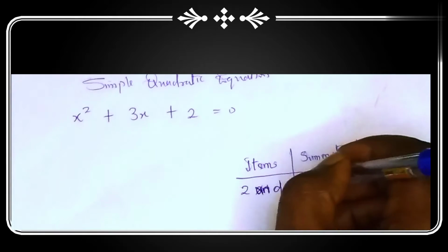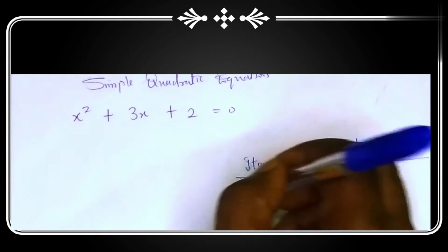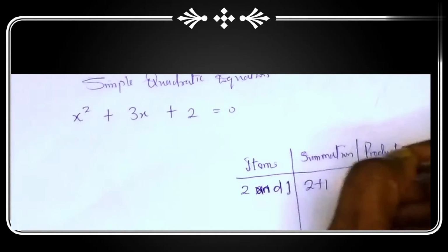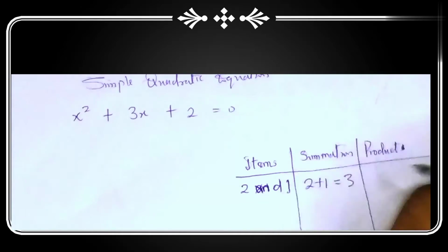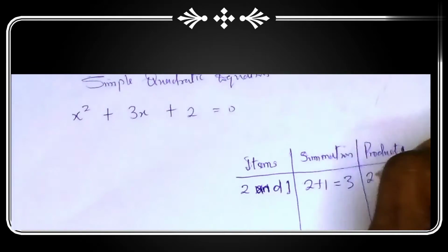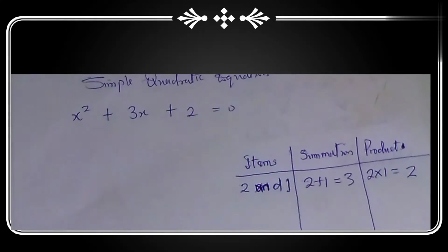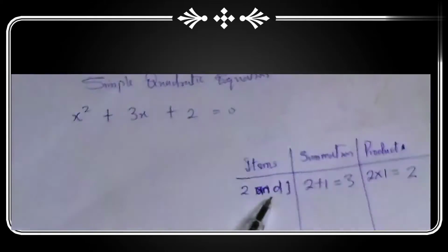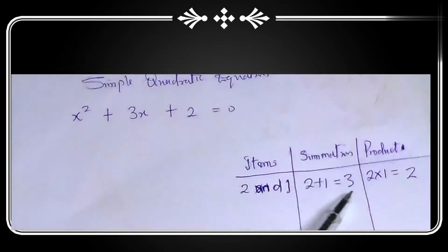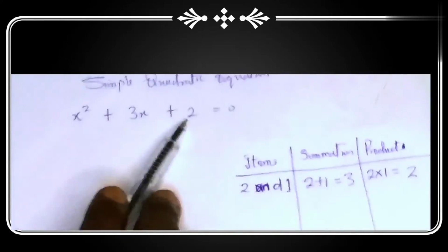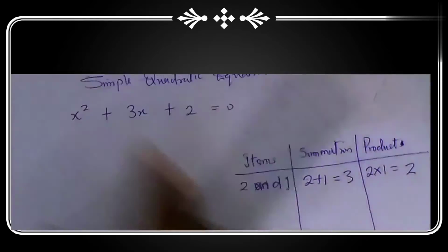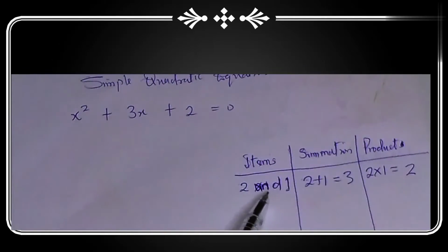If we sum them together, 2 plus 1, we have 3. If we multiply them, we have 2. Looking at this now, the items needed here, we just got them. If we sum them together, we have 3. If we multiply them, we have 2. So, we are going to use 2 and 1 in this case.